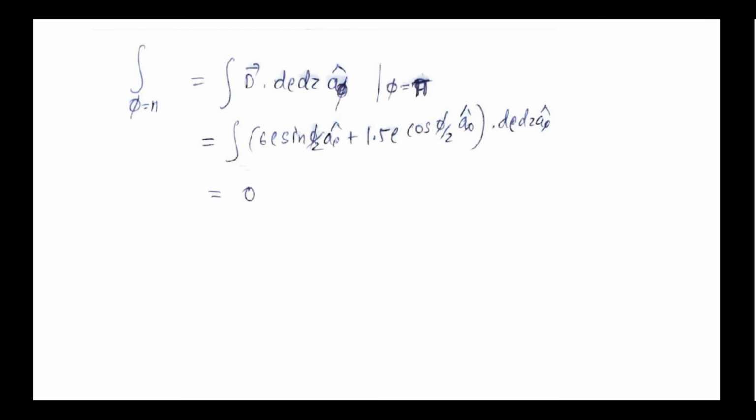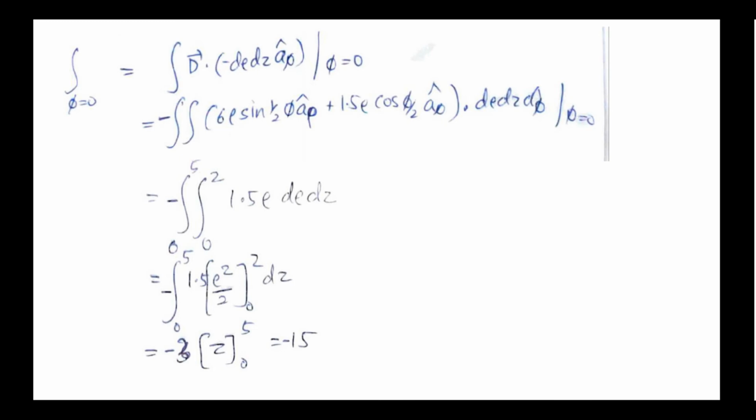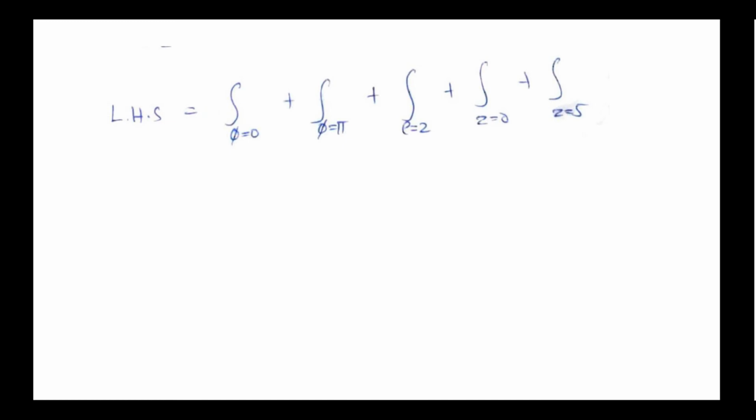Okay, so the φ equal to 0 plane is done. The next is the φ equal to π plane. So at φ equal to π, dS is dρ dz aφ. So this is positive in this case, and you have to substitute φ equal to π. In the D, if you substitute, the sin term will be sin(π/2), but the cos term will be cos(π/2), which is 0. So the dot product is only this one, and 0 into the dot product will give you a value 0. So these two are done, φ equal to 0 and φ equal to π.